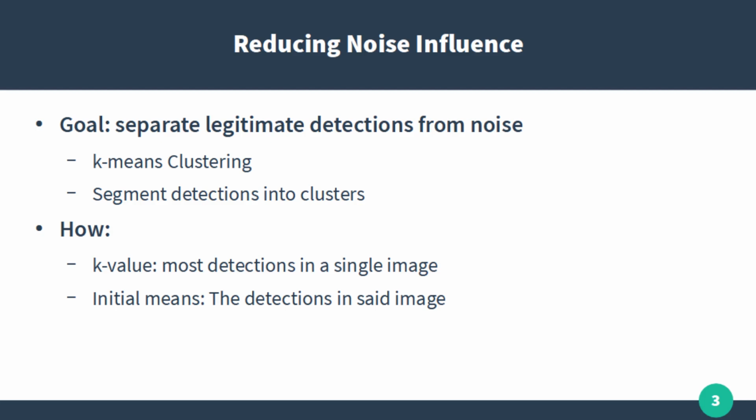If you recall from my Project 1 video, I require a consecutive number of detections to be reached before the program decides that something has been detected. So in order to determine the correct k values and initial means for the clustering operation, I use the image from the detection period with the greatest number of detections.